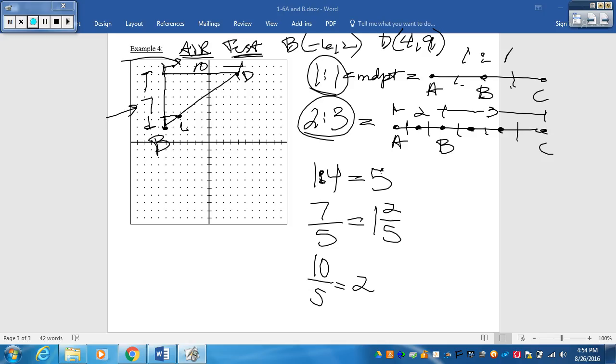So I'll just label that E sub 1, okay? That's one place that would break this line into 1 part and then 4 parts on the other side. So 1 part would be B to E sub 1. The 4 parts would be E sub 1 to D, okay?